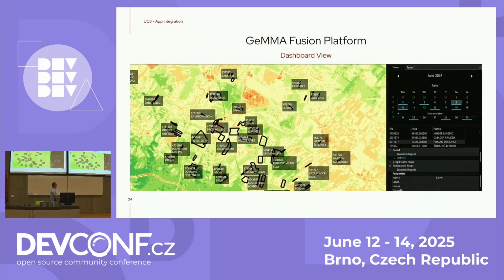So this is the Gemma Fusion platform. I'm not going to talk in too much detail about this. Basically, I just want to show the different maps being created and laid on top of each other, which can then be fed into MyFarm. And once they're in MyFarm, the farmer can choose the specific map that he wants. They won't be laid on top of each other anymore, and they'll be fed into the reports that he generates.